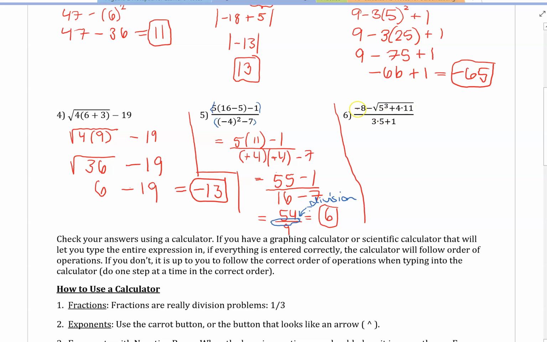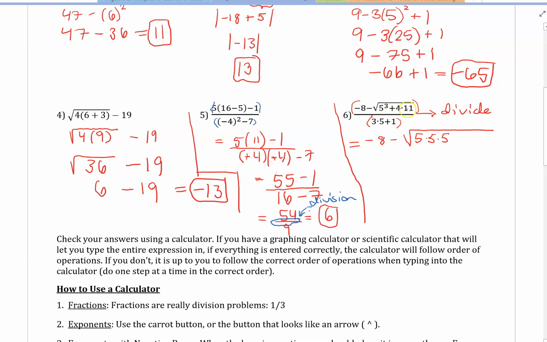Okay, now in number 6, I have the same thing, right? I have another fraction, which means I need to do the things in the numerator first, and then the things in the denominator. And then after that, I need to divide if possible or simplify the fraction. So I'm going to start with the numerator. So I have negative 8 minus, and then I'm going to do the things under the square root before I take the square root. So I need to raise 5 to the 3rd power because it's being cubed. So that's basically 5 times 5 times 5.